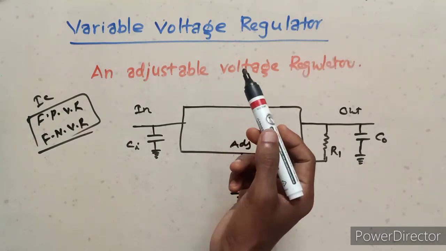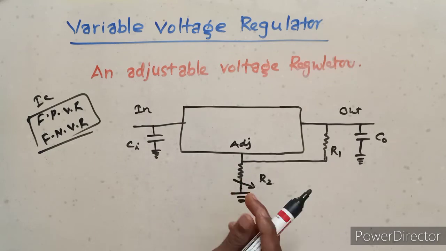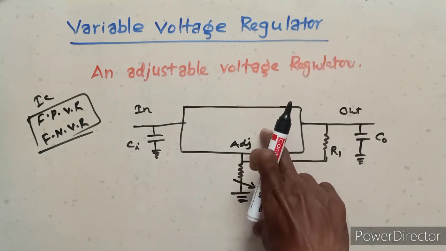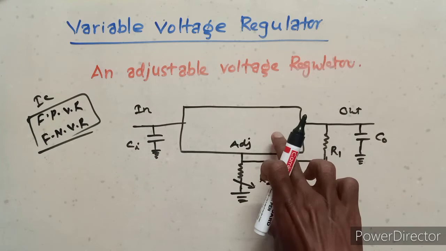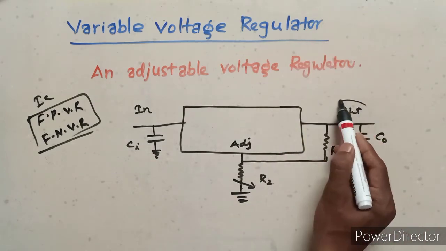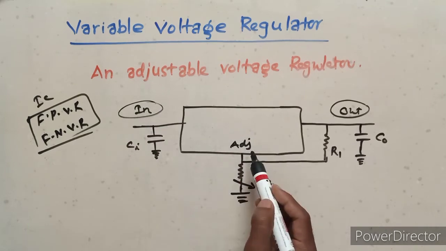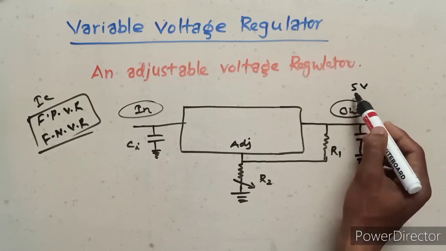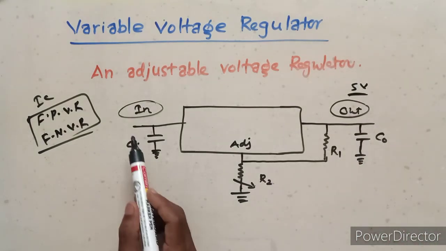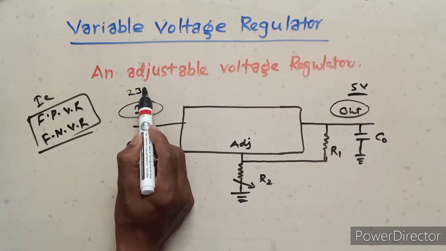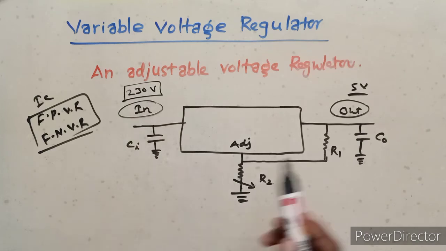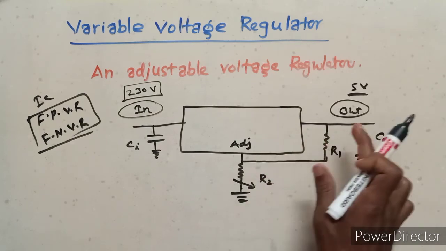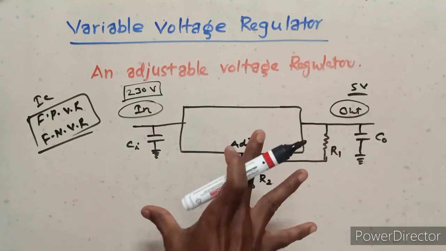An adjustable voltage regulator produces a DC output voltage which can be adjusted to the required value within a certain voltage range. This is the output, this is the input, and this is the adjustable pin. Suppose we require 5 volts when the input voltage is 30 volts. Then this pin is adjusted to 5 volts. This is the variable voltage regulator.